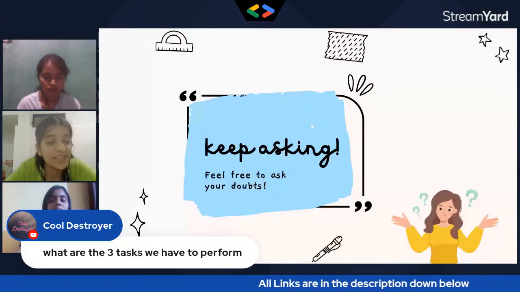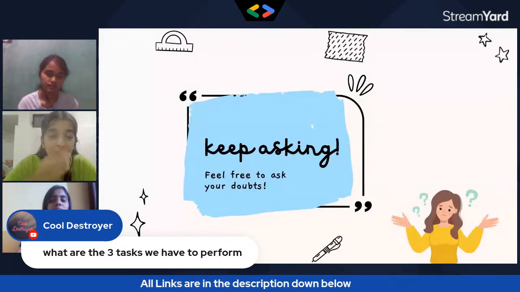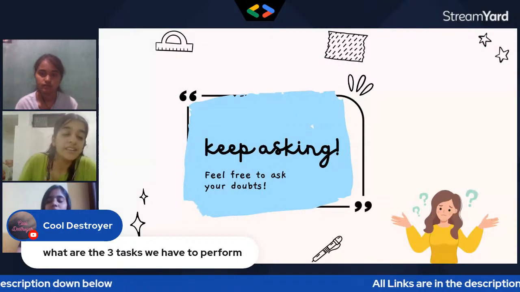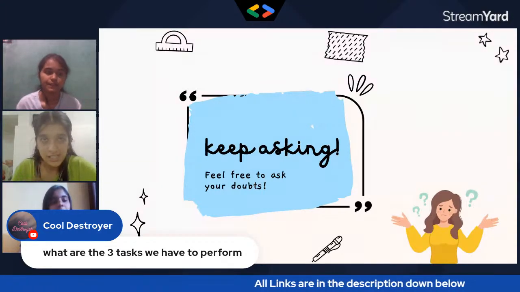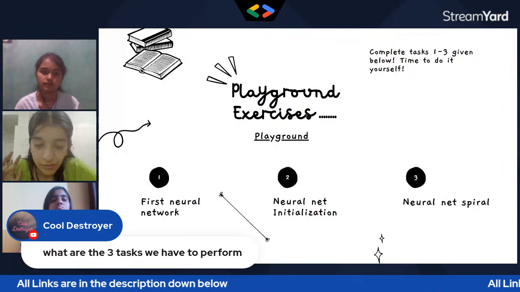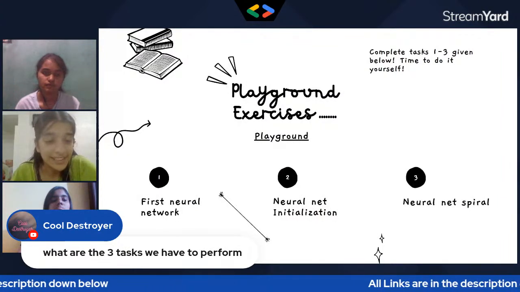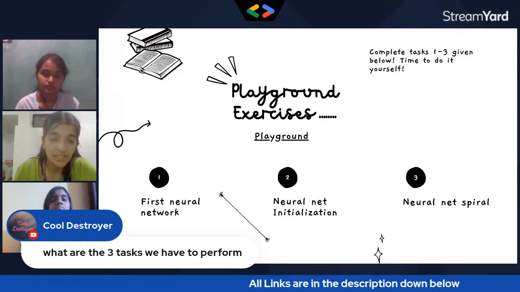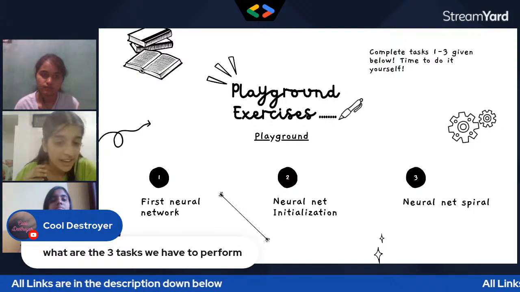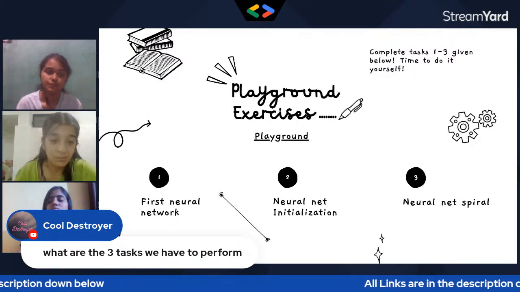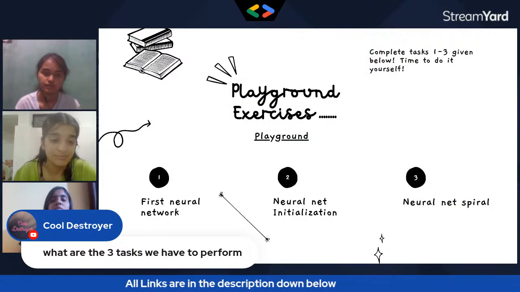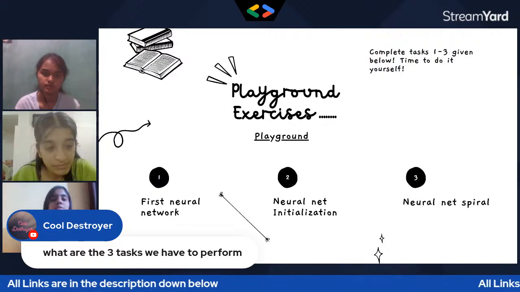What are the 3 tasks we have to perform? You have to go to the website we have uploaded in the description box, and the tasks are given there. You have to follow the guidelines given there and complete all those tasks. The task form is given in the description box itself. You fill up the form after completing the tasks. The form has some questions regarding that.